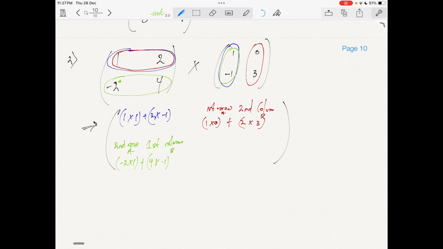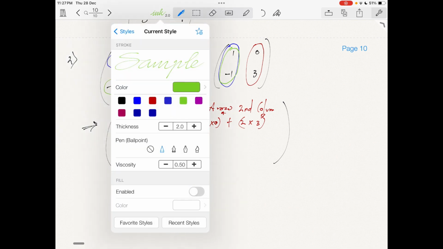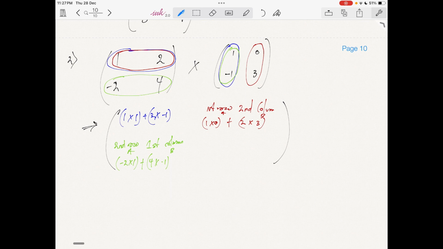Now the last one will be considering the second row. Okay, we are now in the second row of the result, and this second column. So the second row of A multiplied by the second column of B. That means we're saying minus 2 multiplied by 0 plus 4 multiplied by 3.